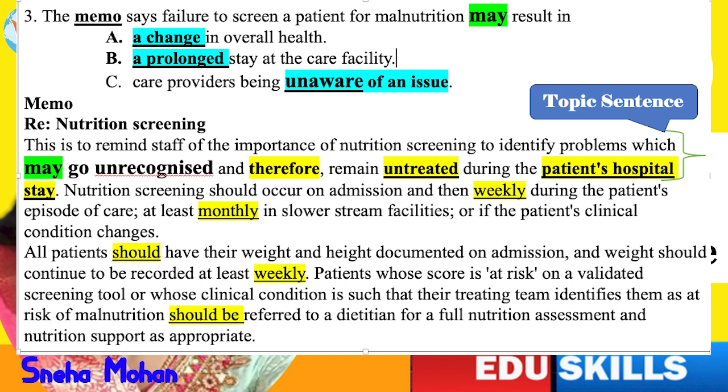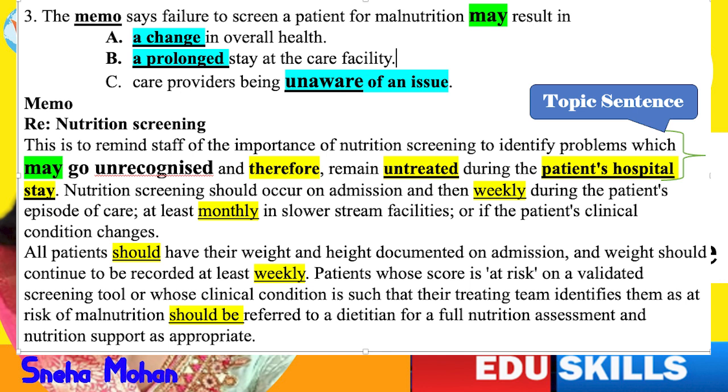See the question. The memo says failure to screen a patient for malnutrition may result in. I hope all of you have seen Father's modal verb video where we can find a modal verb may in the question. It may result. Let us read the question again. The memo says failure to screen a patient for malnutrition may result in. So, what is the memo saying about? It is telling about the failure to screen a patient. If we don't screen a patient for malnutrition, it may result in.